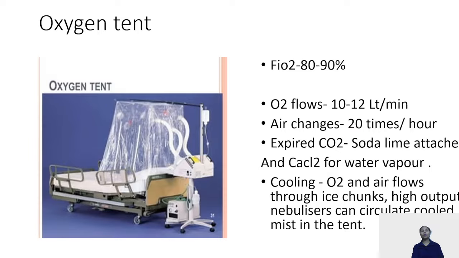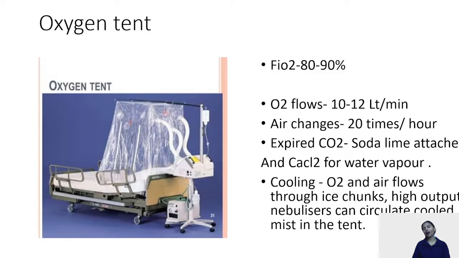Next, we'll talk about the oxygen tent. As you can see in the photo, the FiO2 which is delivered by the tent is around 80 to 90%, and again a very high flow of oxygen is needed to maintain the oxygen all around the tent. So we have 10 to 12 liters per minute of oxygen.